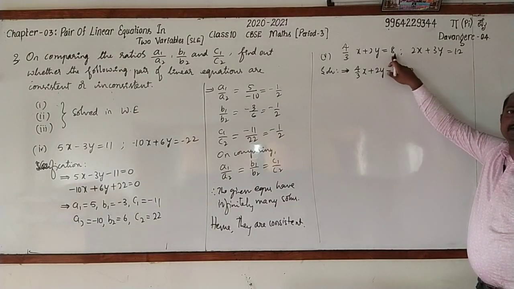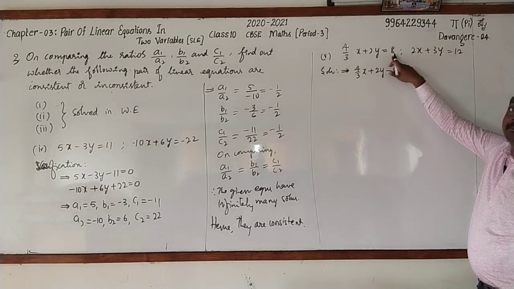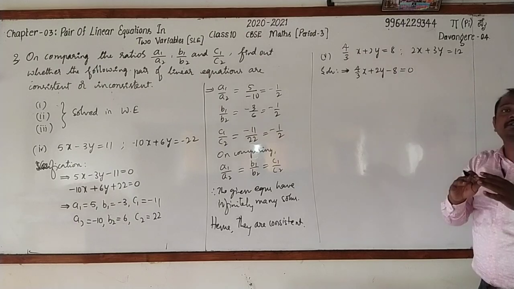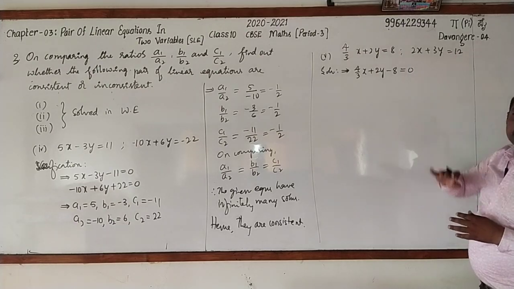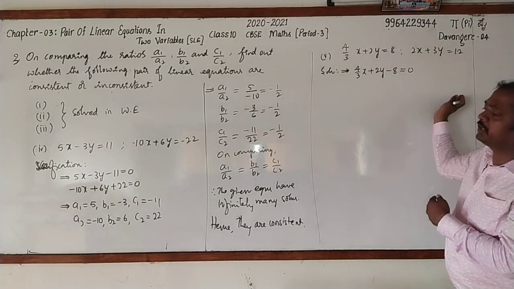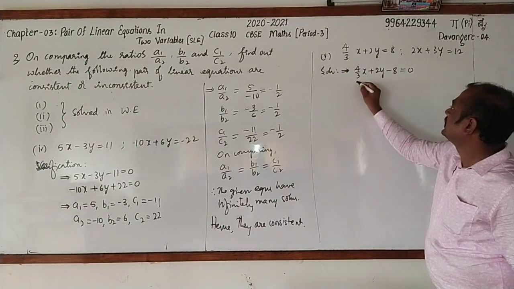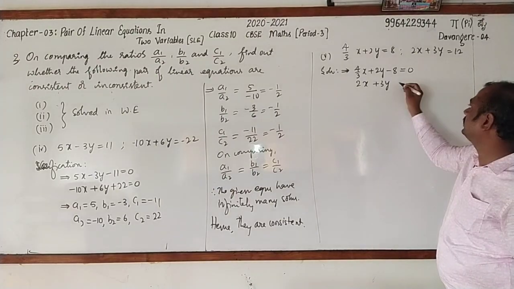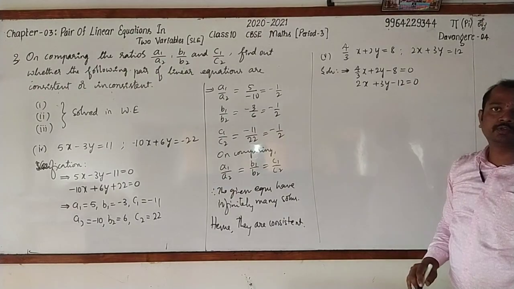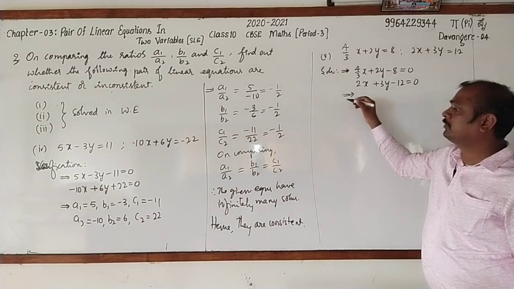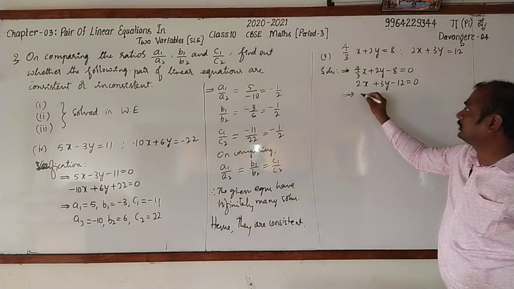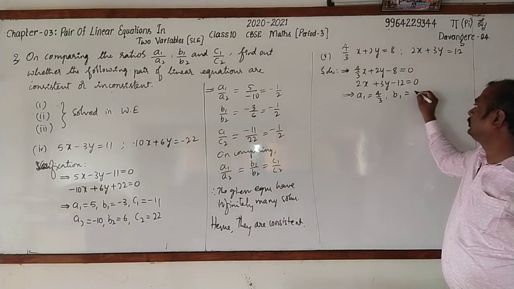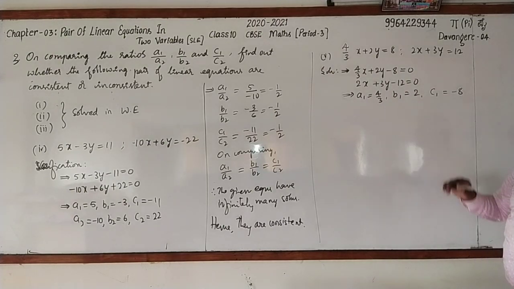Can we keep this as it is? No doubt, you can, but do remember, in both the equations, the constant should be on the RHS. Or else you write all the terms in the LHS side. Second one is 2x plus 3y. Transform 12 to the left hand side. It becomes minus 12. It is equal to 0. Then write all the coefficients. A1 is 4 by 3. B1 is 2. C1 is minus 8.